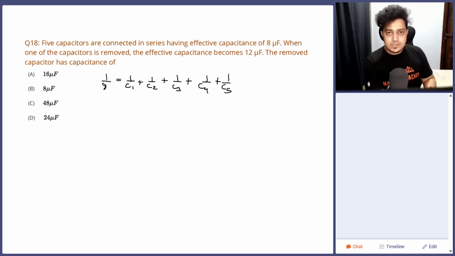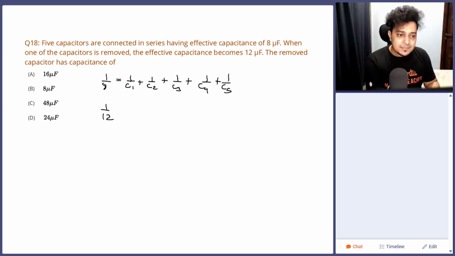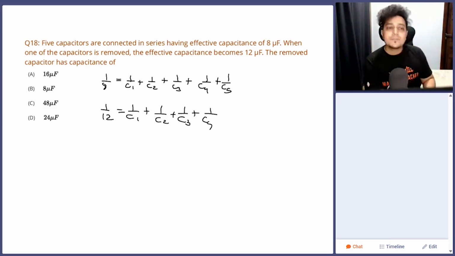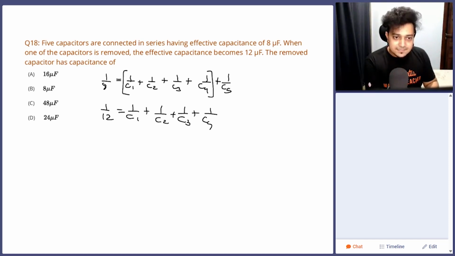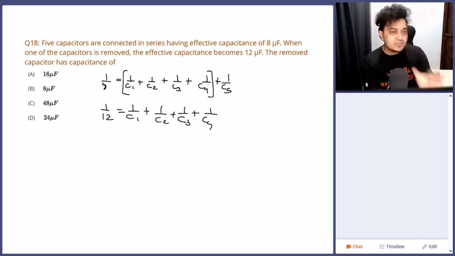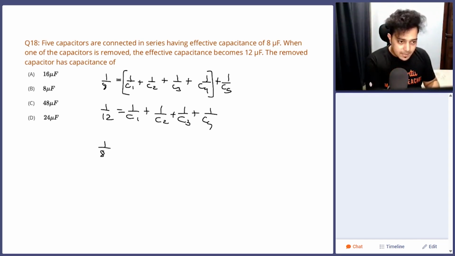Okay, series combination is opposite to resistors in parallel combination. So this is the initial value. Now what you do, you remove one of them. So let's say C5 is removed. Then the new value that you get is 1 by 12. So now if you remove one of them, the effective capacitance becomes 12, so this entire equation can be replaced in this term. If I observe the first equation, the first 4 terms can be written as 1 by 12. So 1 by 8 and then 1 by 12 is equal to 1 by C5, or that unknown C. 1 by 8 minus 1 by 12 is equal to 1 by C5.